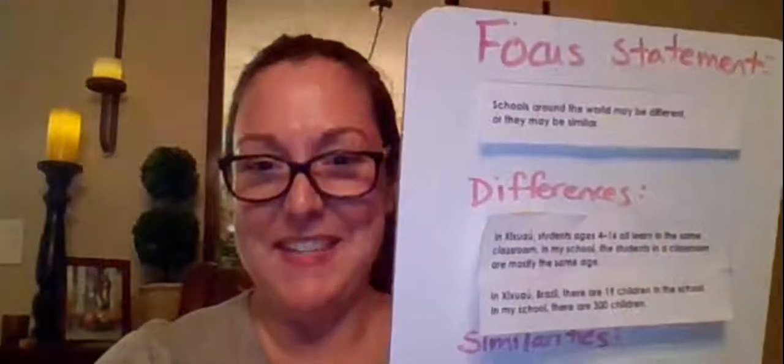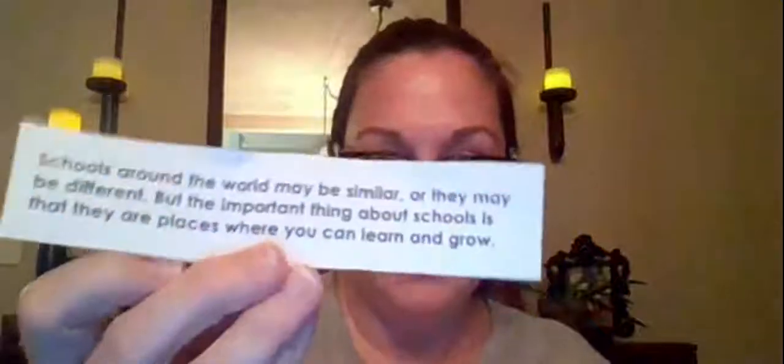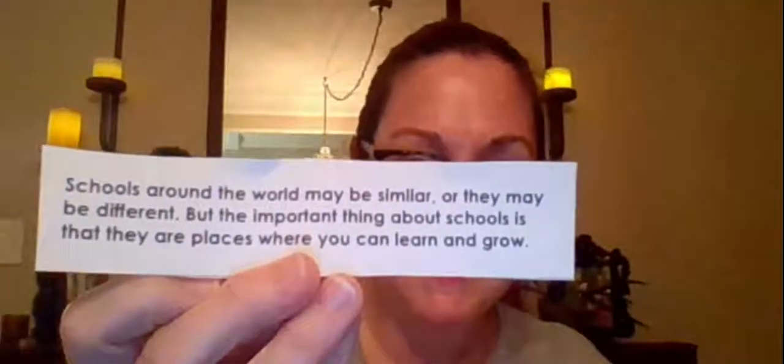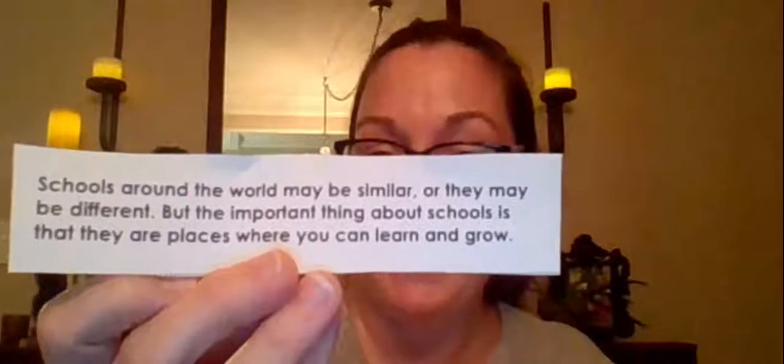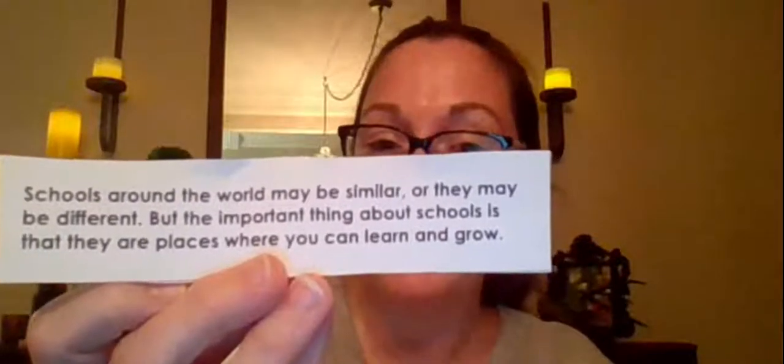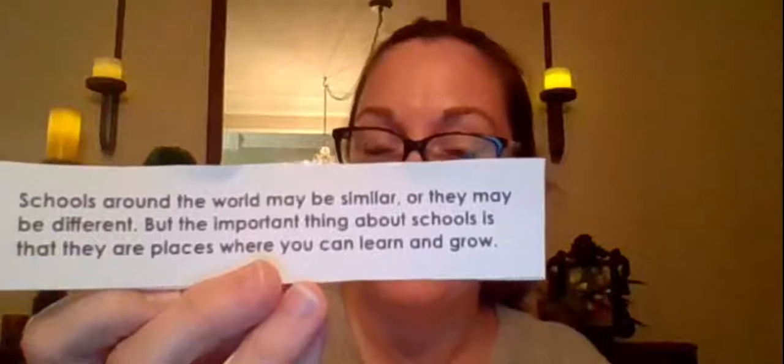Well, there is only one part left, right? We've got our focus statement, two differences, two similarities. You're right. It's the conclusion. And here's why we're calling this the important thing about schools book. You ready? Listen to this good conclusion. It's borrowed from Margaret Wise Brown's book. Schools around the world may be similar or they may be different. But the important thing about schools is that they are places where you can learn and grow.